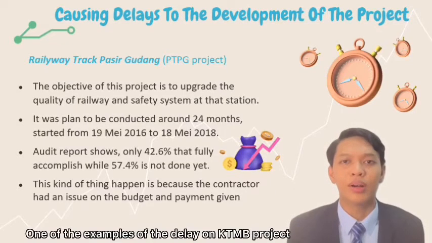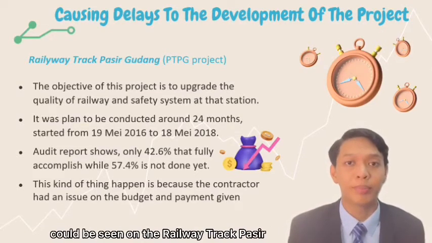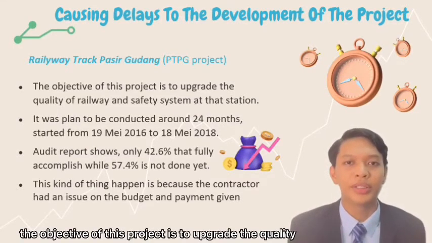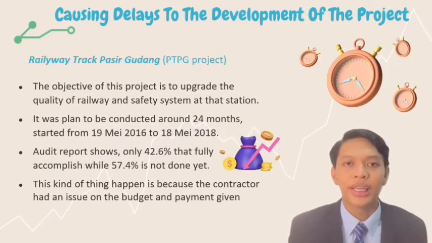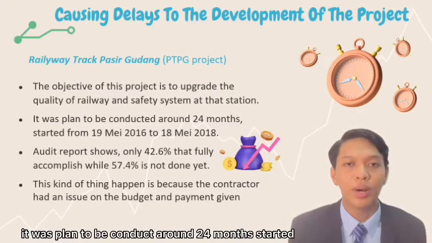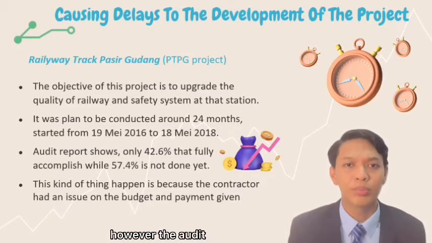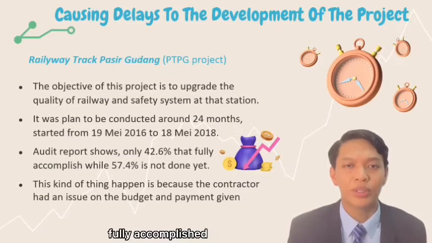One of the examples of the delay on the KTMB project could be seen in the railway track Pasir Gudang PTPG project. The objective of this project is to upgrade the quality of the railway and the system safety at the station. It was planned to be conducted over around 24 months, from 19 May 2016 to 18 May 2018. However, the audit report shows that only 42.6% was fully accomplished, while 57.4% is not done yet.